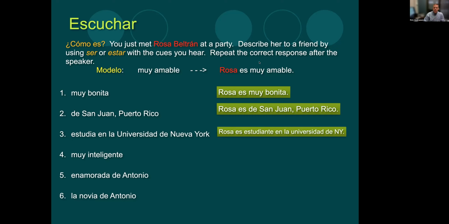Rosa está estudiando en la Universidad de Nueva York. Okay, 2 options for there using estar. You make the present progressive. With ser, you could just say she's a student.